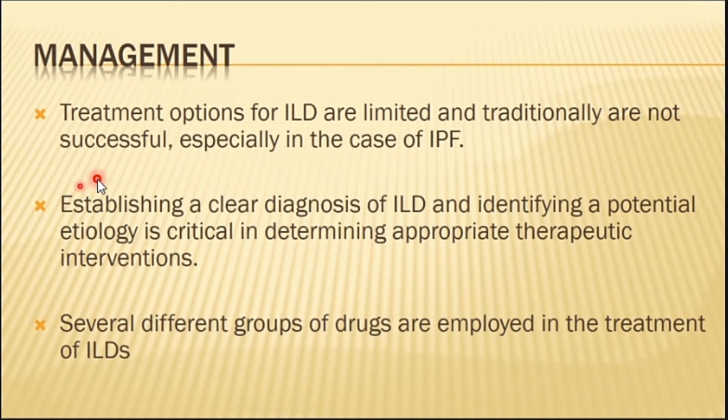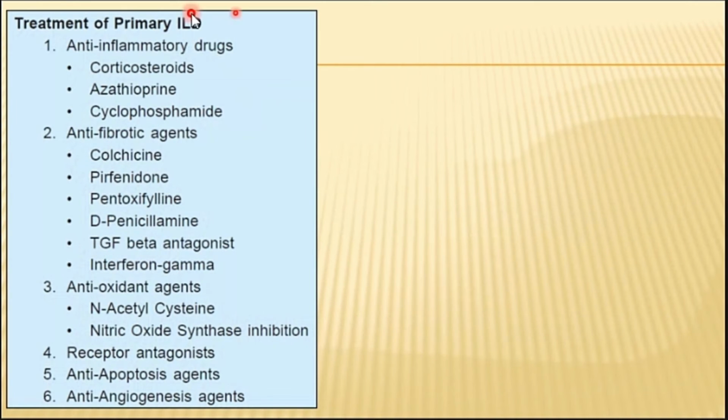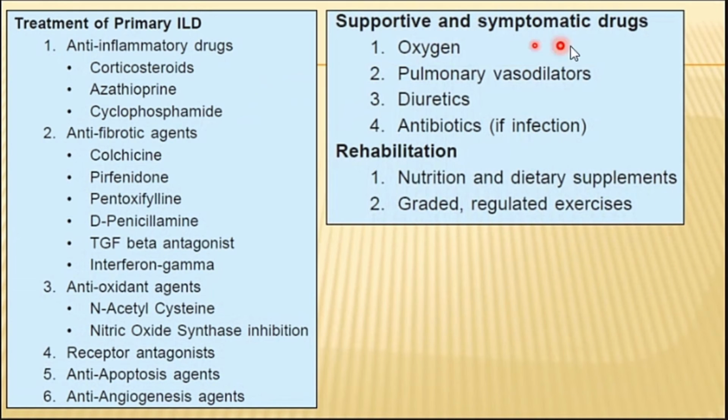A number of drugs are used in the treatment of ILDs. You have your anti-inflammatories, antifibrotics, antioxidants, anti-apoptosis agents, anti-angiogenesis agents. It's a huge list. In addition, you have supportive and symptomatic treatments such as oxygen, vasodilators, and diuretics, basically if they develop congestive failure. Then antibiotics, and of course, in the end, rehabilitation, which is pulmonary rehabilitation and nutritional rehabilitation.